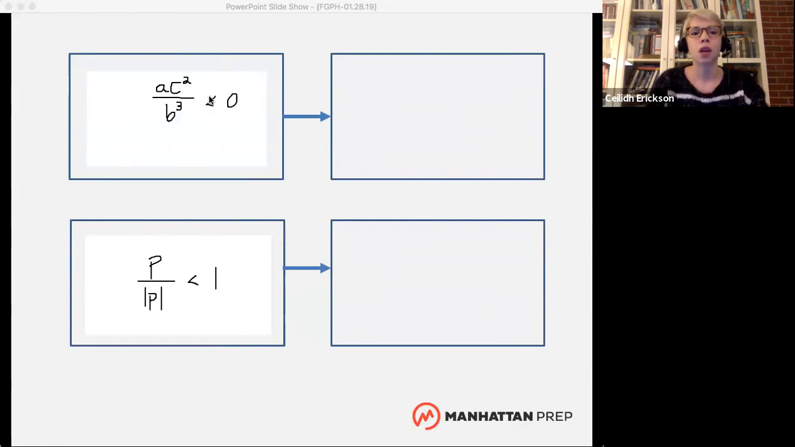Well, when we think about a fraction being negative, think about it this way. A negative fraction either needs to have a positive numerator and a negative denominator, or a negative numerator and a positive denominator, right? So what we know so far is that c squared is going to be positive no matter what, and so we can kind of ignore that. With a product, if there's something that we know is positive, we can ignore it. So a over b cubed, we're either going to have a positive numerator and a negative denominator, or vice versa. So what can we infer about A and B?